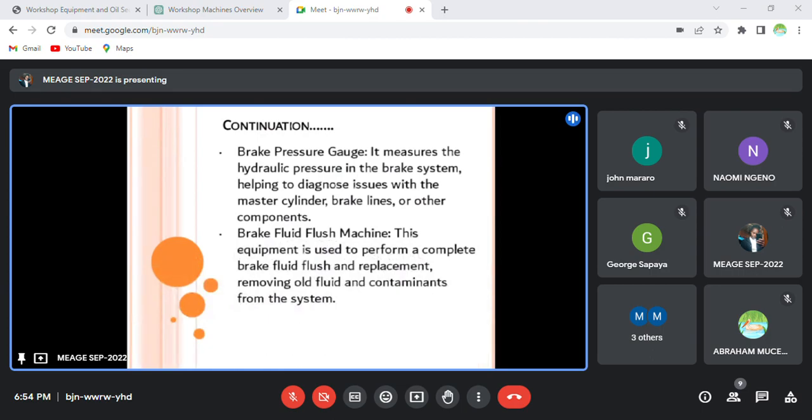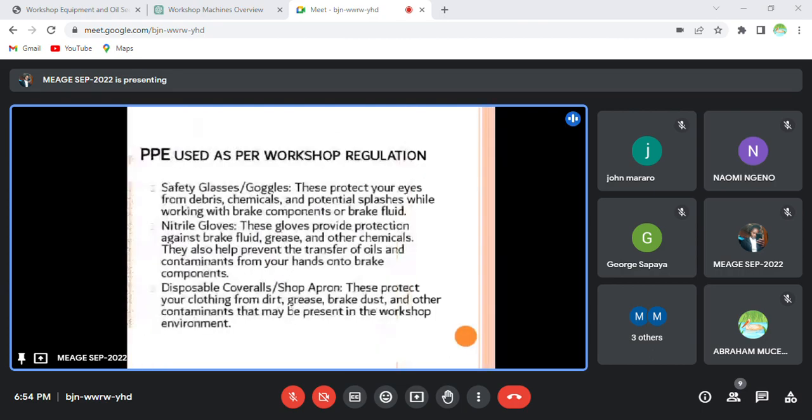We have also the brake pressure gauge, and it is used to measure the hydraulic pressure in the brake system. We have the brake fluid flush machine, and this equipment is used to perform a complete brake fluid flush and replace, removing all fluids and contaminants from the system. Those are some of the tools and equipment used in the braking system when servicing it.